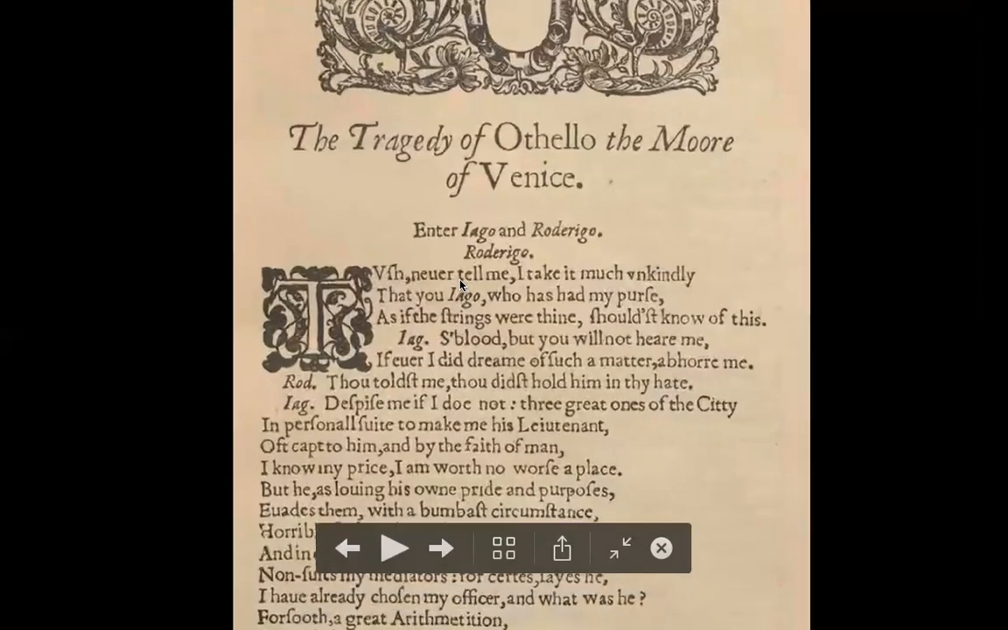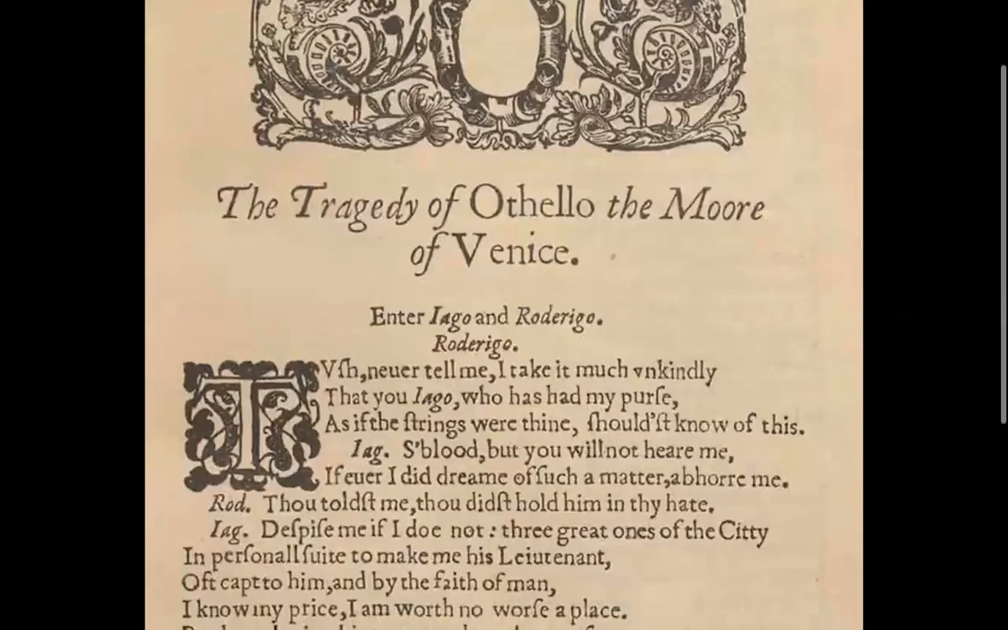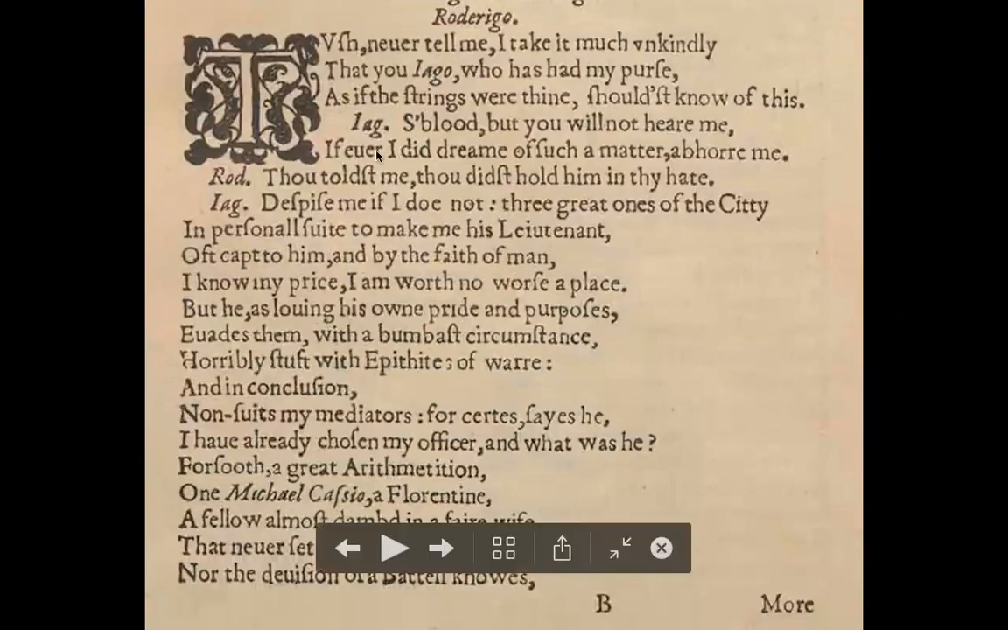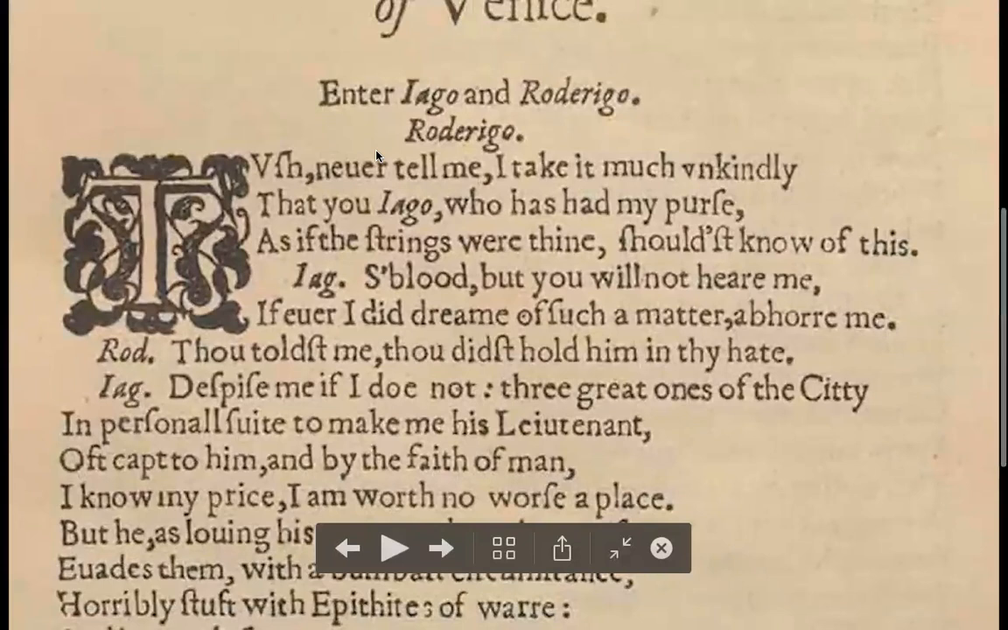Here's the beginning of the play itself in the quarto version. You can read this. It's not Old English. This is actually considered modern English.